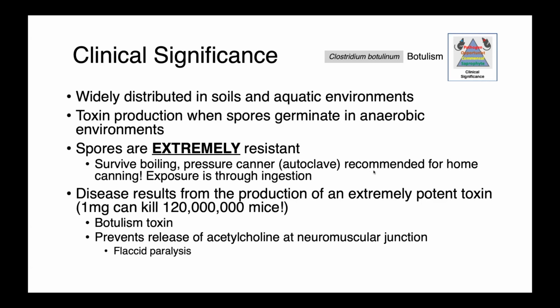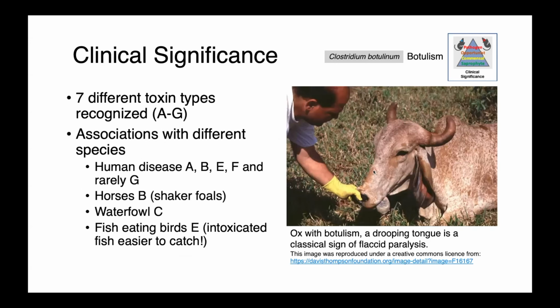So it's kind of the opposite of tetanus. Tetanus, spasmodic paralysis; botulism, flaccid paralysis. We have different types of botulinum toxin that are recognized and very creatively named A through G. Each of these toxins has a host predilection where it's most likely to cause disease. In people, we see disease associated with types A, B, E, F, and rarely G. In horses, so Shaker foals, this is primarily associated with type B.